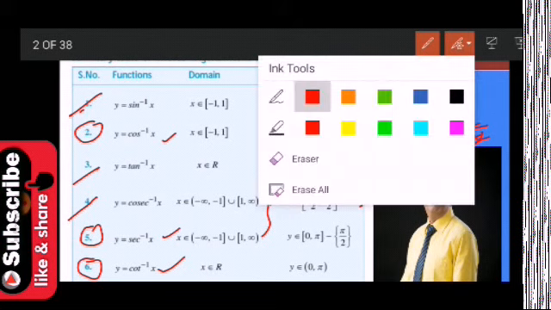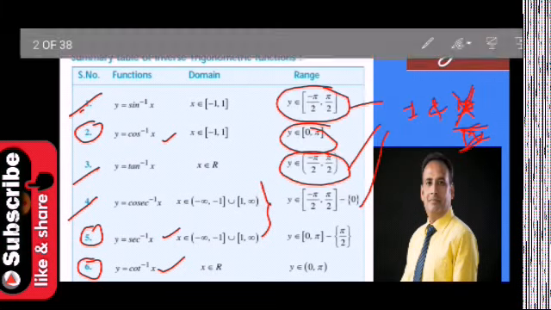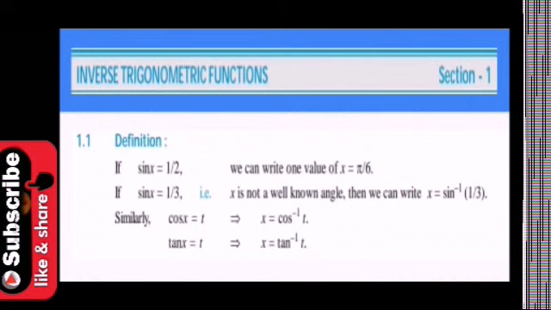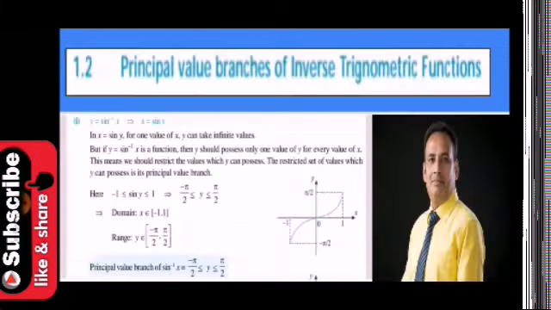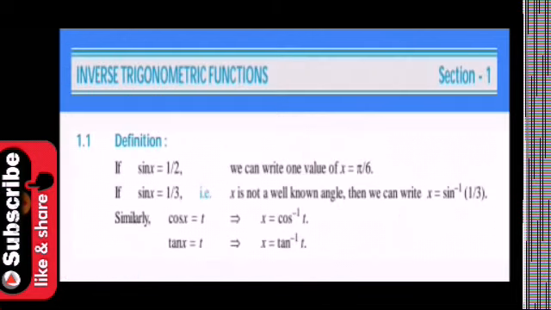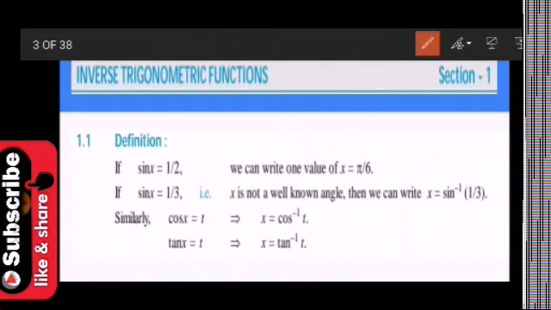So we see this part. Here we have to say that inverse trigonometric functions give angles, nothing else. For example, if sin x equals 1 by 2, then we can write x equals pi by 6. This is the angle, pi by 6 means 30 degrees. We find that at x equal to pi by 6, sin x attains 1 by 2.